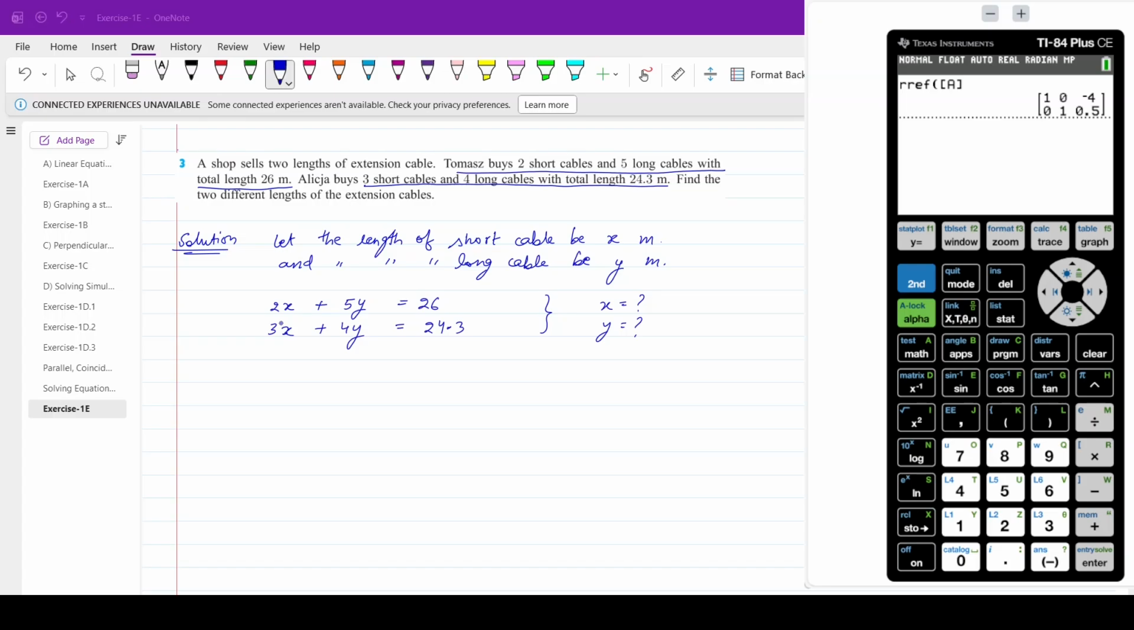So let's first make a matrix out of the equations. So matrix A will be 2, 5, 26, 3, 4, 24.3, and that will be a 2 cross 3 matrix.